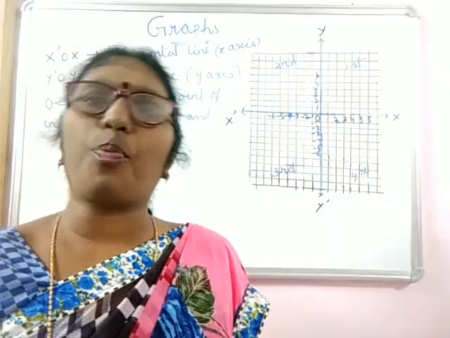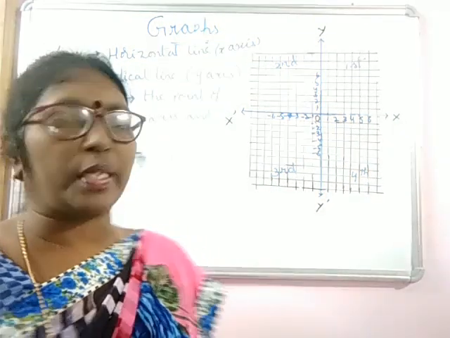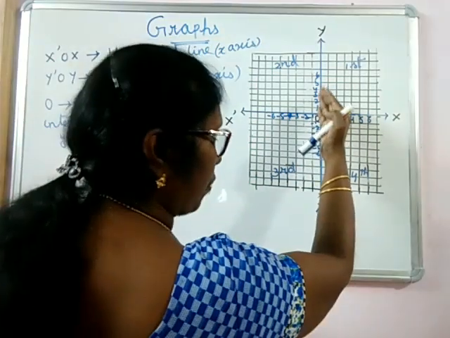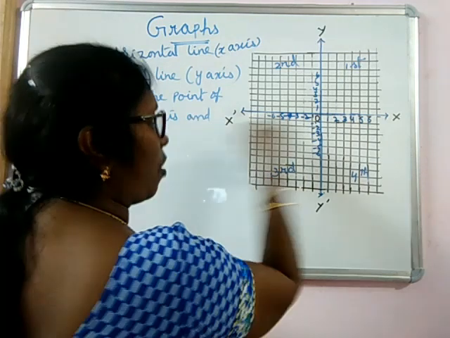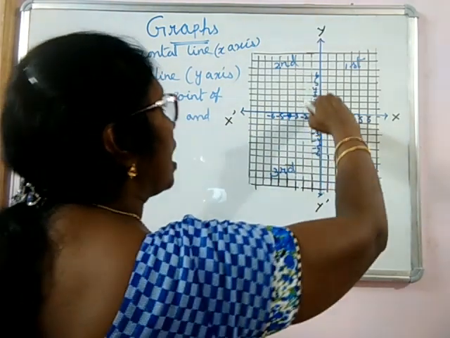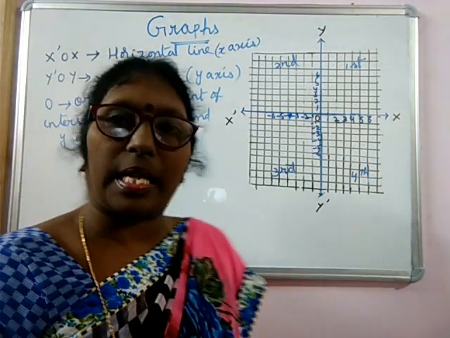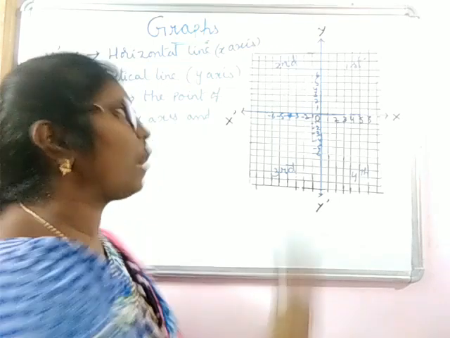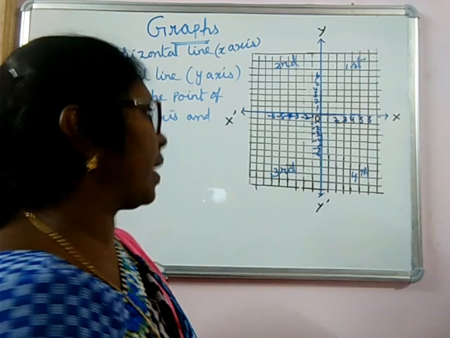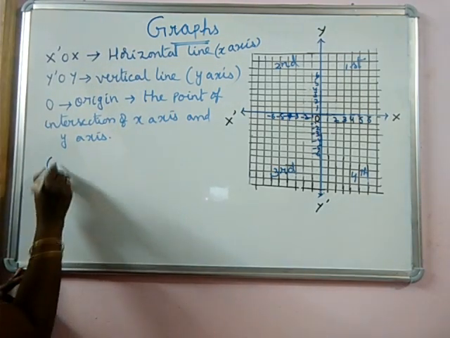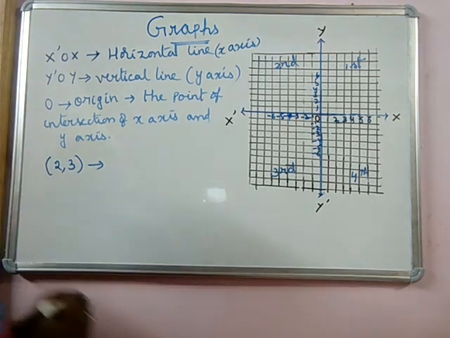Okay. How to plot the points? What is x coordinate? What is y coordinate? Towards the right of x-axis from the origin is positive, and towards the left from the origin on the x-axis is negative. Similarly, above origin in the y-axis is positive, below origin in the y-axis is negative. Okay? Negative integers. If you want to plot a point 2, 3, that means this is x coordinate, this is y coordinate.